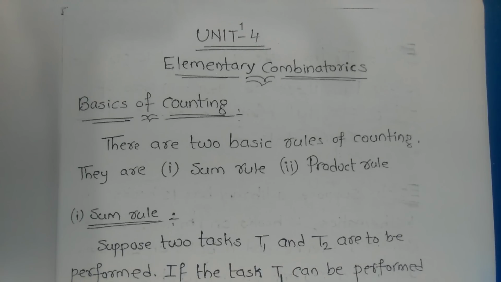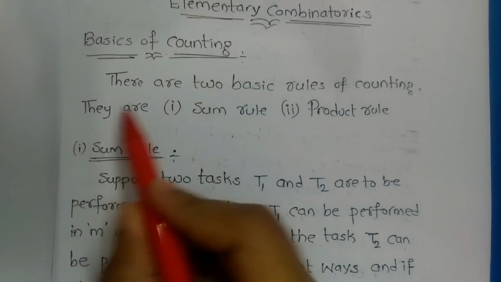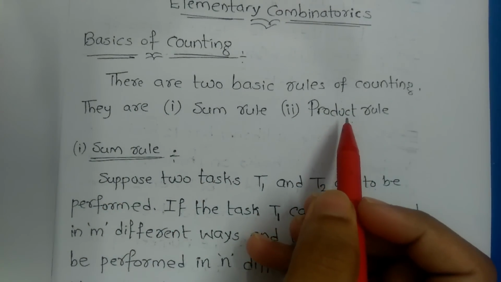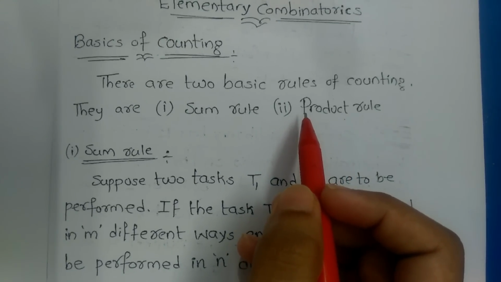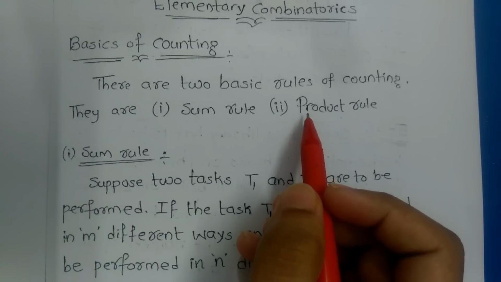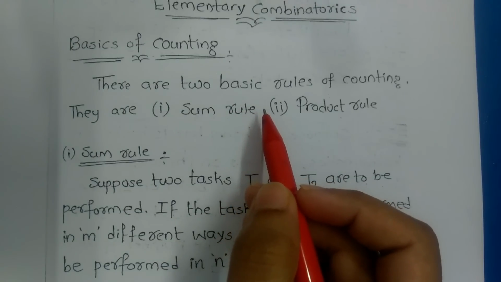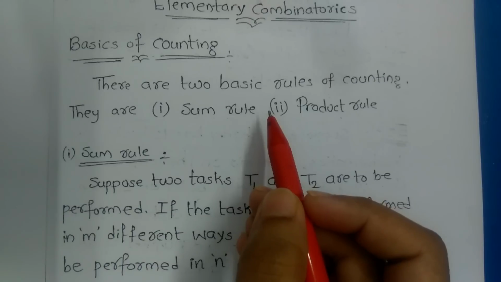So the basics of counting: there are two basic rules of counting. They are the sum rule and the product rule. This is one of the easiest chapters in discrete mathematics. You have to practice this compulsorily to score more marks in discrete mathematics, and at any cost, you should not leave this chapter. In this chapter, we will discuss counting, permutations, combinations and so on. Now in this video, we shall only discuss the sum rule and the product rule.